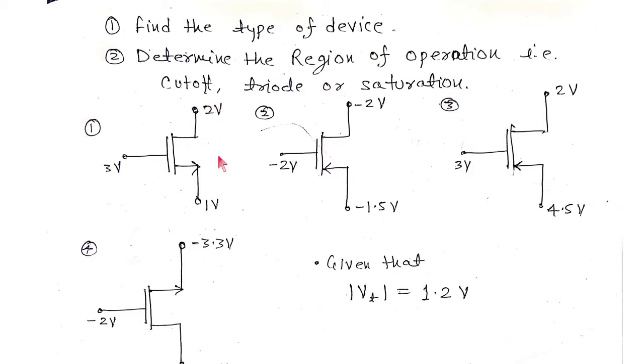It depends upon the supply voltage provided to the terminals. We have to find out the cutoff, triode, and saturation region of the respective MOSFET. In the additional information, it is given that mod Vt is equal to 1.2. It means if the device is NMOS, then Vt is equal to 1.2 volt, and if the device is PMOS, then Vt is equal to minus 1.2 volt. So let's go to the solution part.